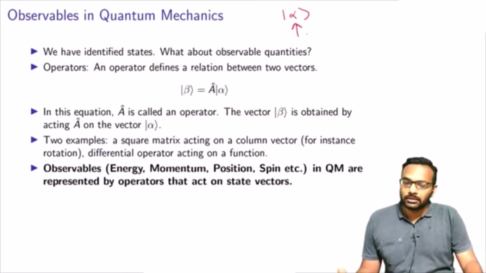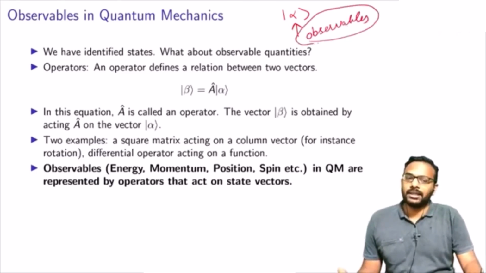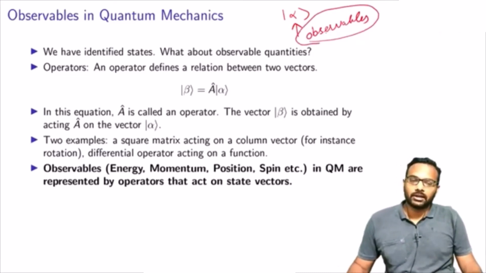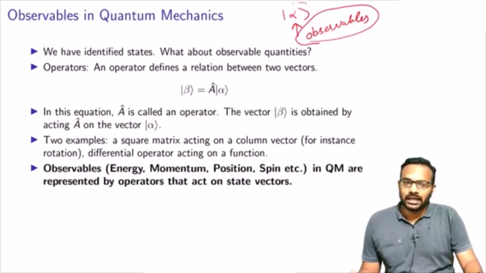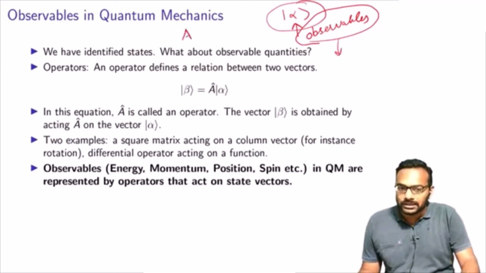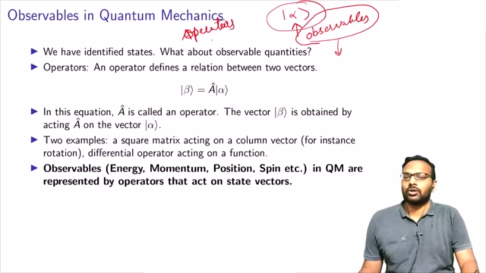These measurable quantities are known as observables. Energy, momentum, spin, polarization, position are all observables. We have the state. How do we represent observables? So we look into linear vector space and you see that there are other objects called operators.